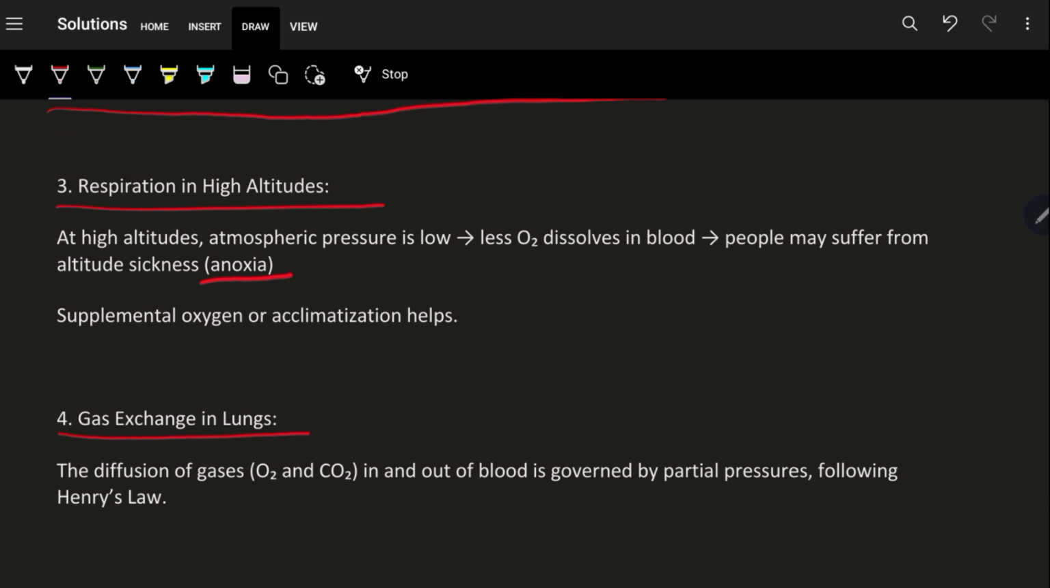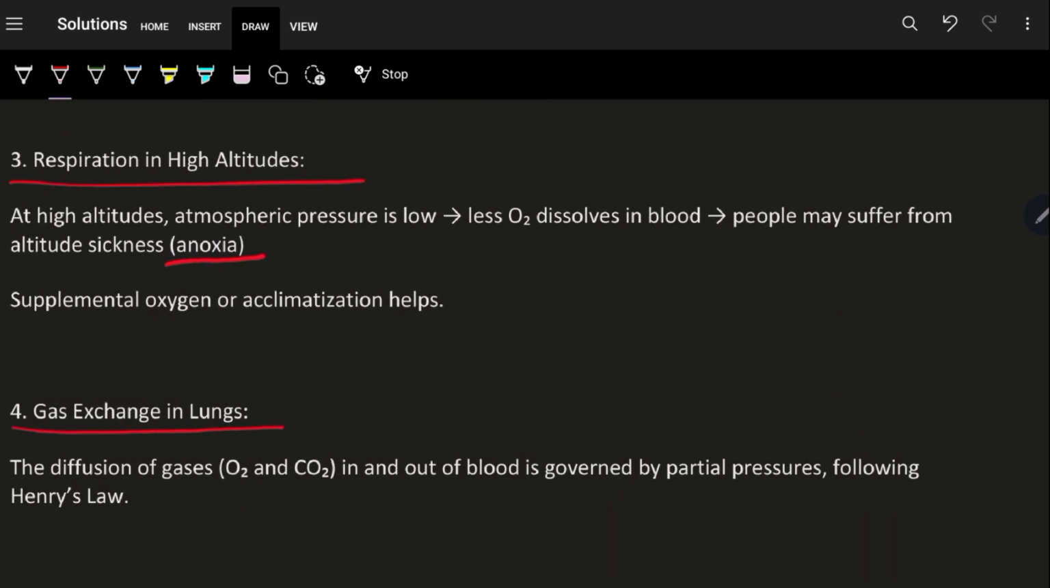Respiration is often very difficult at high altitudes, so people carry oxygen cylinders. Why? Because at high altitudes the atmosphere becomes thinner and thinner, and there is less oxygen in it. Since the atmospheric pressure is less, the oxygen dissolved in the blood also becomes less, and people face breathing difficulty and lose the ability of thinking and coordination. This medical condition is known as anoxia. So they carry oxygen cylinders.